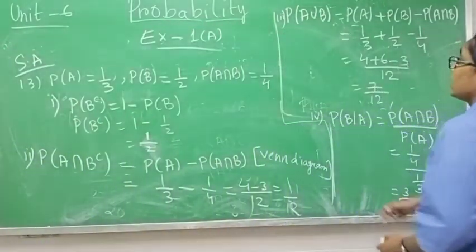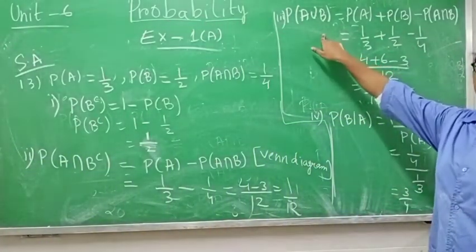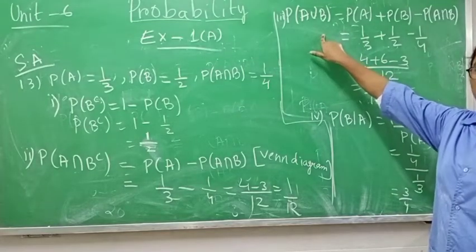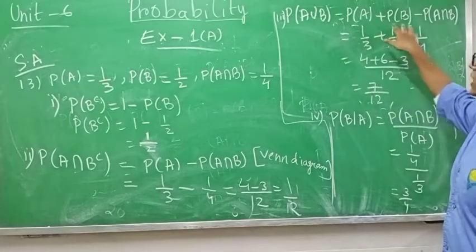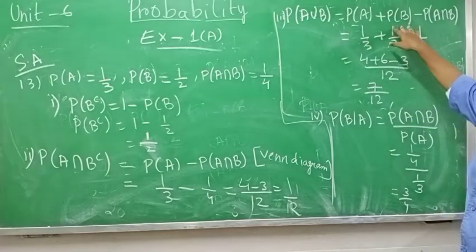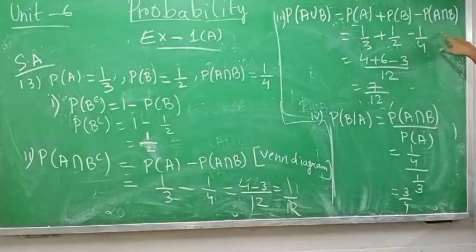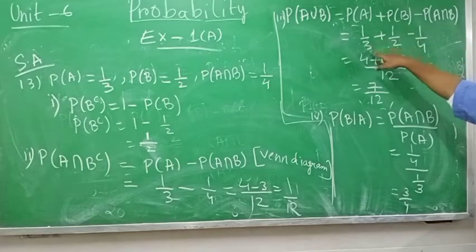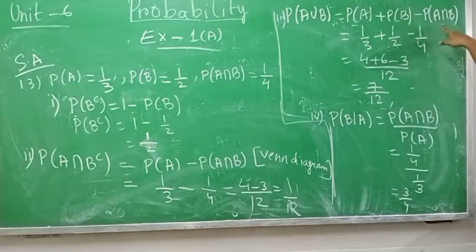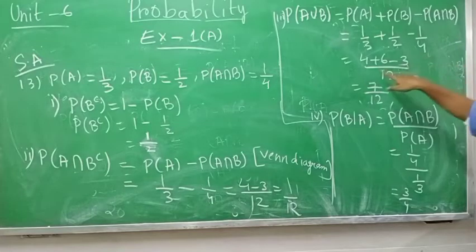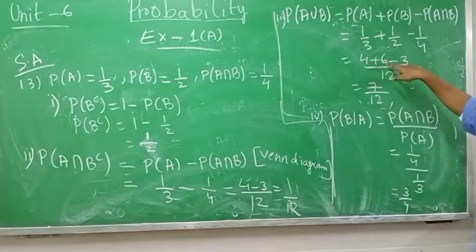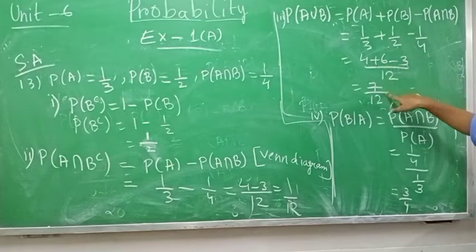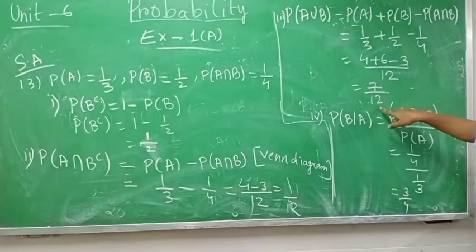Now the third one, they are asking P(A union B). They are not mentioning whether they are mutually exclusive or not. So if it is not mentioned, you can take this formula, P(A union B) equals P(A) plus P(B) minus P(A intersection B). P(A) is 1/3, P(B) is half, P(A intersection B) is 1/4. When you take the LCM, it will come 12, up it will come 4 plus 6 minus 3. So when you add or subtract, you will get 7/12.